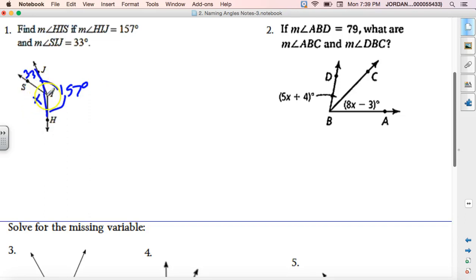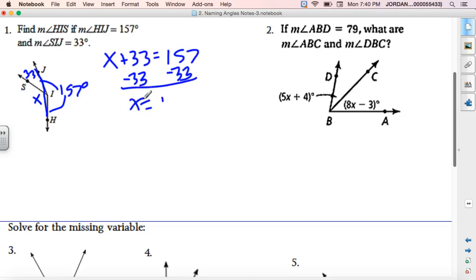So we're going to add the two parts. X plus 33 should equal the whole, which was 157. Then we just subtract 33. So X is going to equal 144 degrees. So that's the measure of angle HIS.